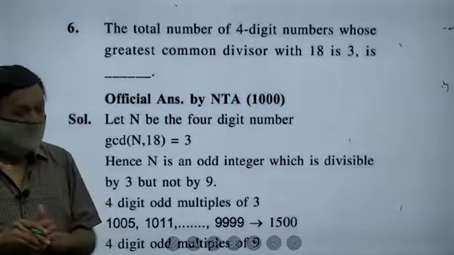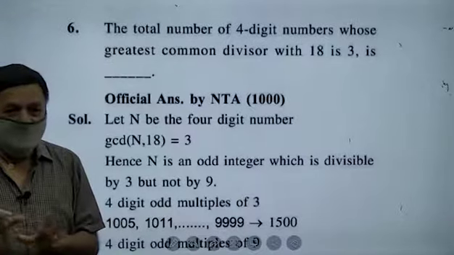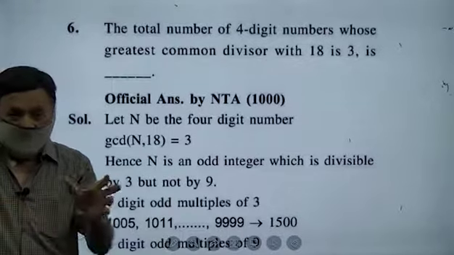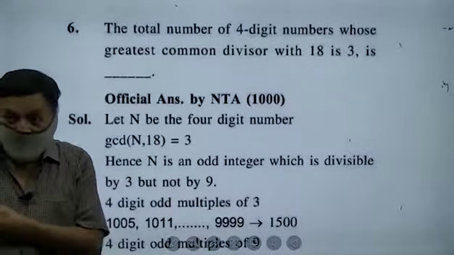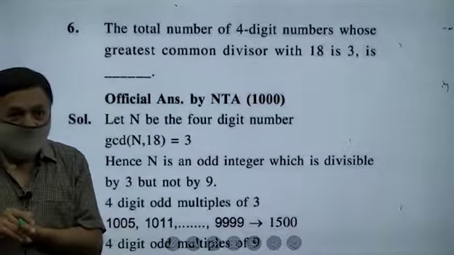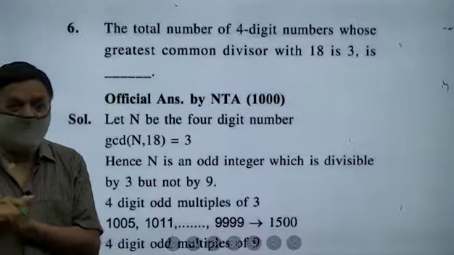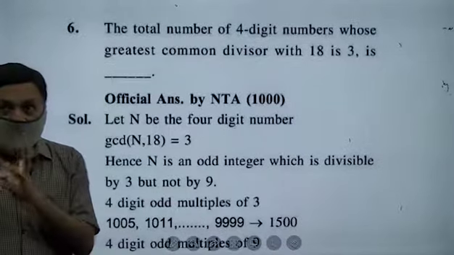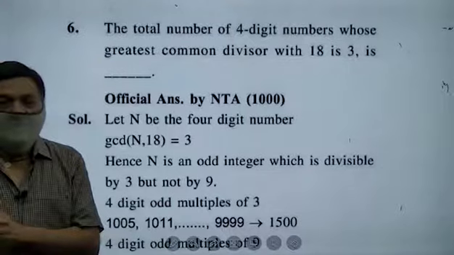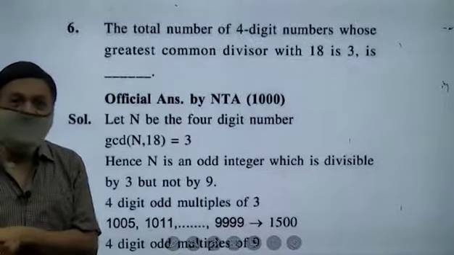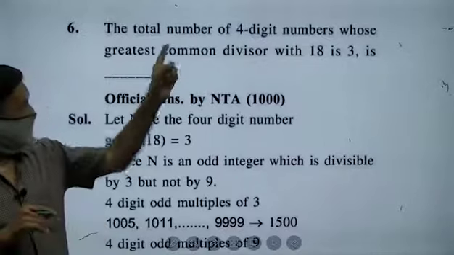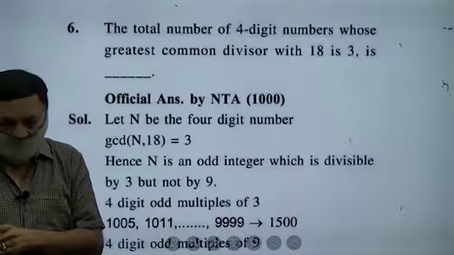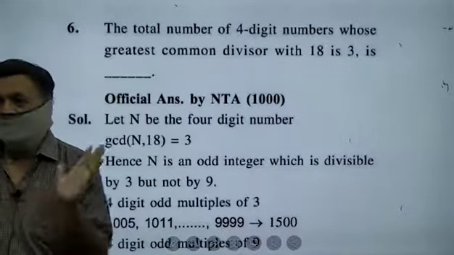Then 18 is divisible by what? 3. If that number is divisible by 3 it is okay. The number should not be divisible by 9. If it is divisible by 9, you will get 9. So therefore you have to find all 4-digit odd numbers which are divisible by 3 but not 9.